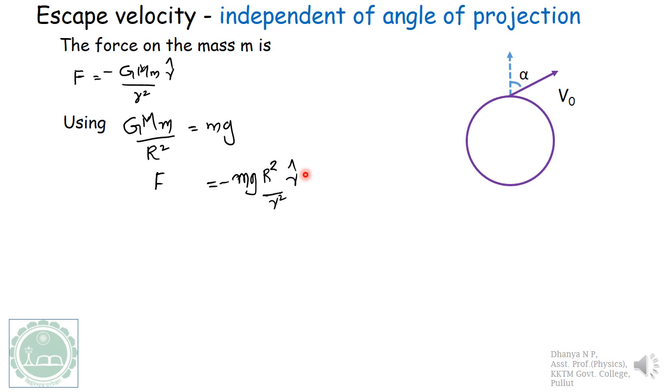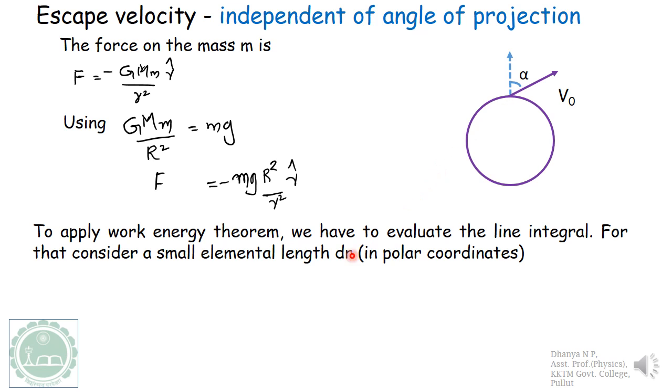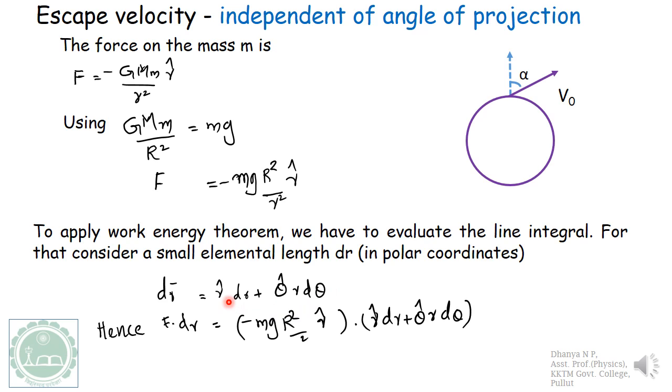And to use the work energy theorem, we have to calculate work, that is F dot dr, for which the path has to be known. But we are not sure about the trajectory or path of the particle. So we are assuming a small elemental path, and in polar coordinates it is given as dr is equal to r-hat dr plus theta-hat r d theta.